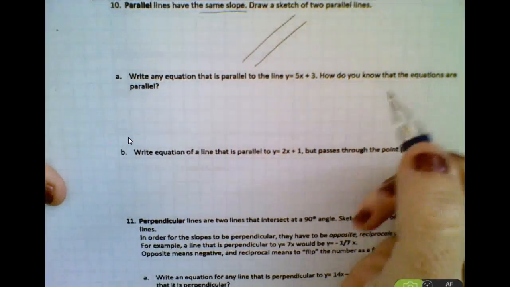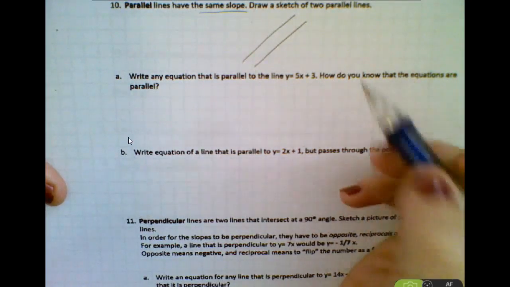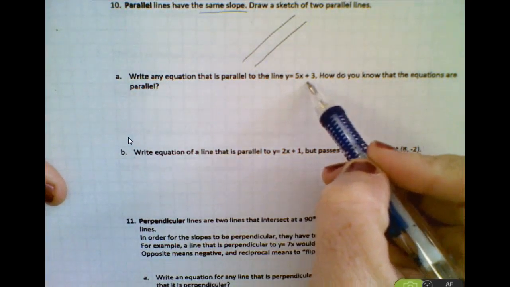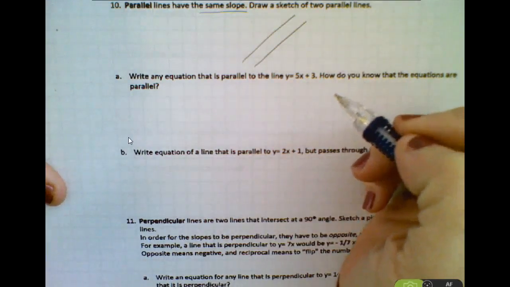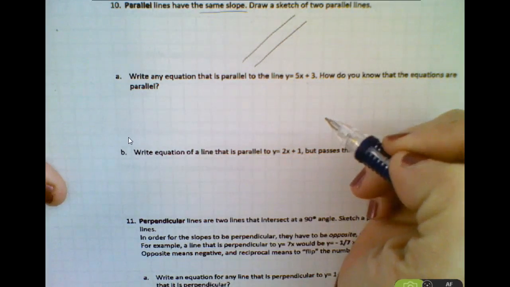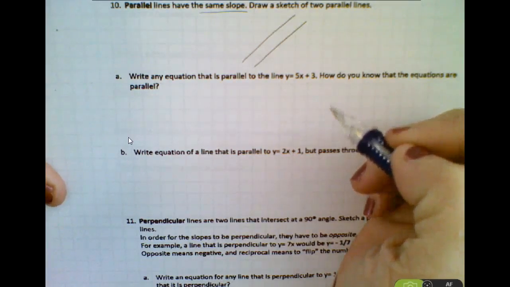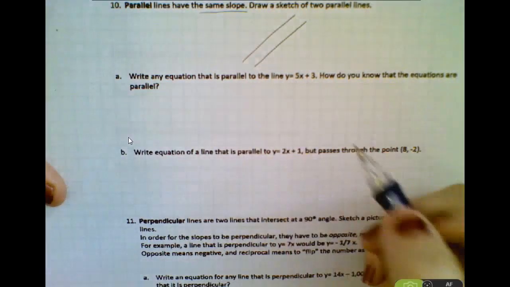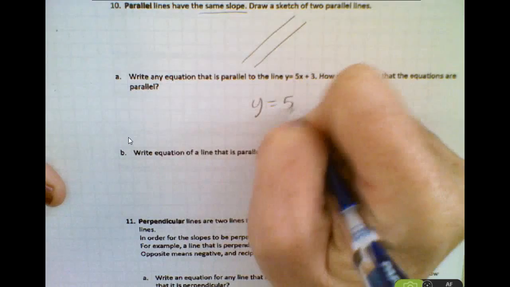Okay? Write me an equation. Dylan, give me an equation that is parallel to this line. So, what would not change in our new equation? What number would not change if the slope is the same? What number there represents slope? The 5 or the 3? The 5. So that's not going to change.